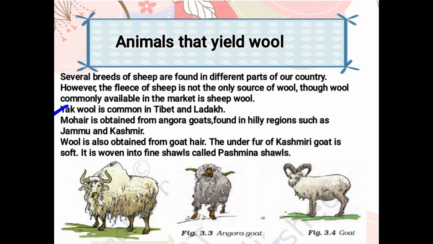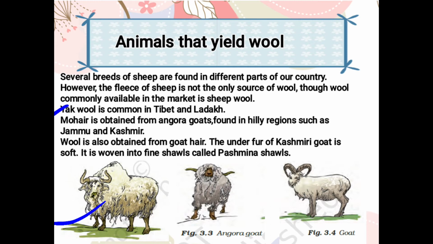See, the yak wool. The yak is found in the colder regions, mainly in India. It is found in Ladakh as well as in Tibet. So yak is found in Tibet and Ladakh. From the yaks also we make a kind of wool, and this wool is common in the Tibet and Ladakh region. Here you can see the picture of the yak.